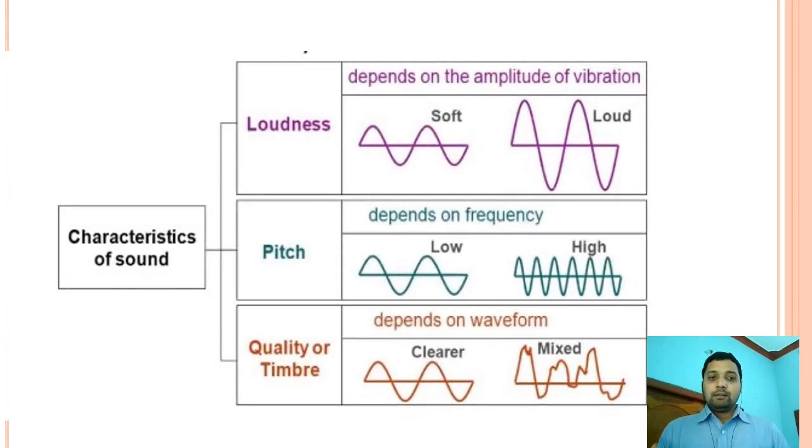In that, there are three characteristics of sound which differentiate one sound from another. First is loudness, second is pitch, and third is quality or timbre. Loudness differentiates whether a sound is loud or faint, meaning high volume or low volume, high amount of energy or low amount of energy. Pitch decides the shrillness, the sharpness of sound. It is more sharp or less sharp, more shrill or less shrill.